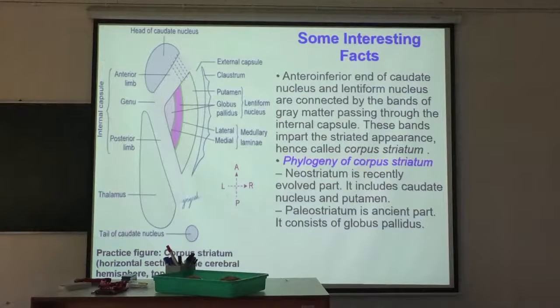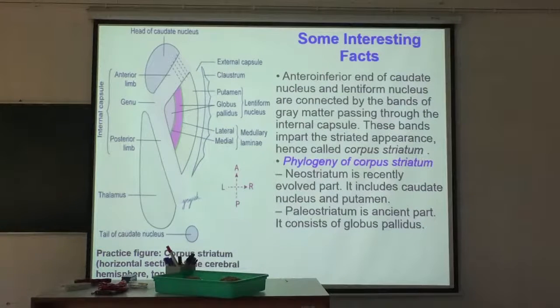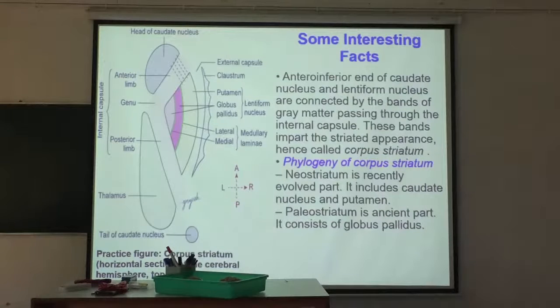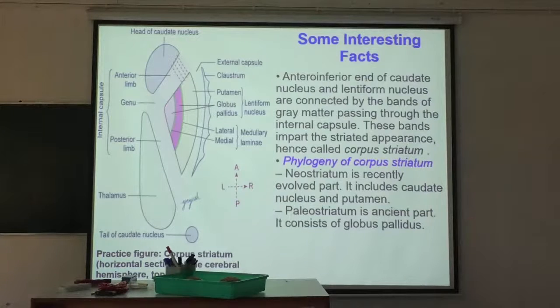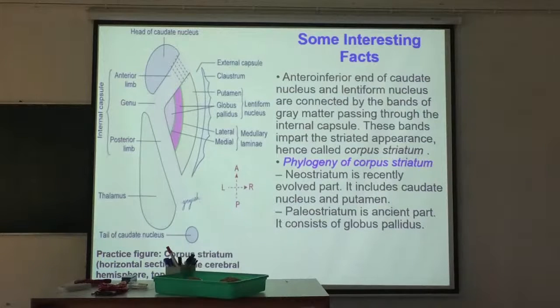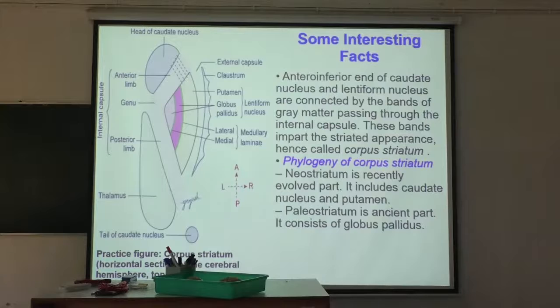Okay, understood? Now phylogeny of the corpus striatum. Neostriatum is the recently evolved part and it includes the caudate nucleus and putamen. And paleostriatum is the ancient part and it consists of the globus pallidus. Here is the globus pallidus forming the paleostriatum. In the cerebellum also you have read archicerebellum, paleocerebellum, neocerebellum. Neo means newest one. Paleo and archi are the ancient ones.